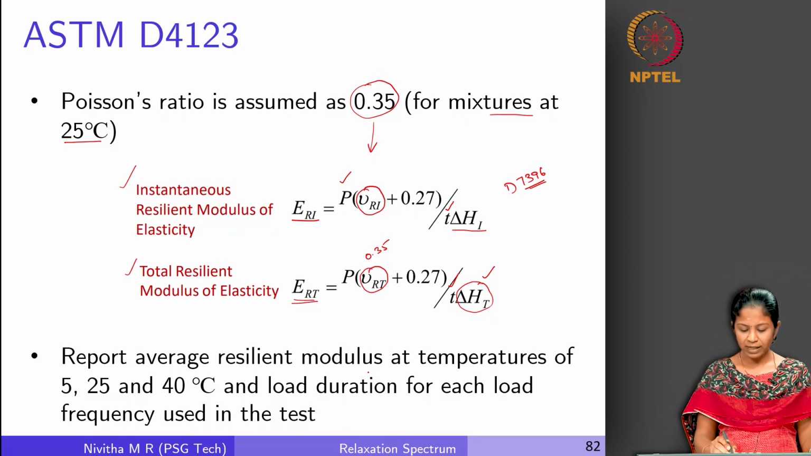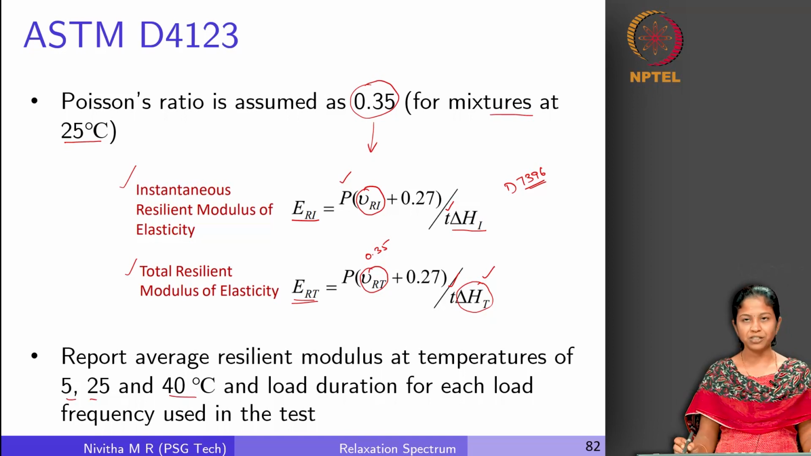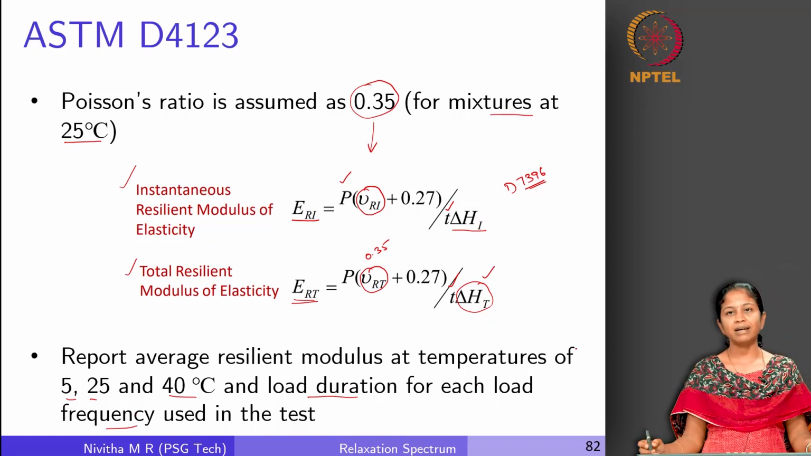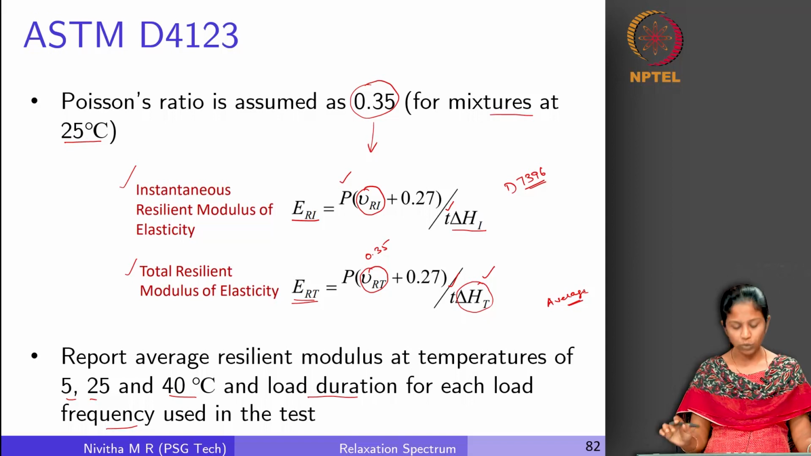And we have to report the resilient modulus at temperatures of 5, 25 and 40 degrees Celsius and the load duration for each load frequency that is used. So, if we do 3 trials for a given condition, we have to take an average of all the 3 trials and report that as the resilient modulus value. So, this is regarding the procedure that is given in ASTM D4123.